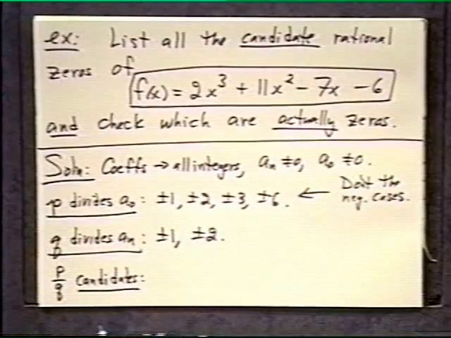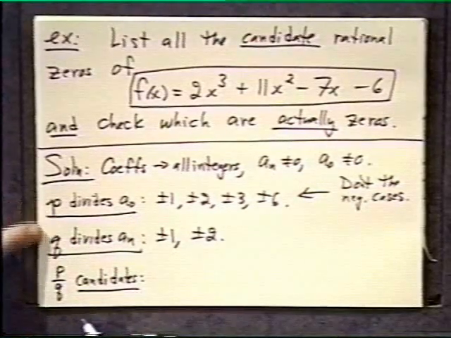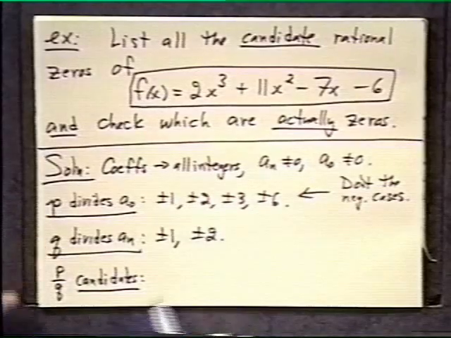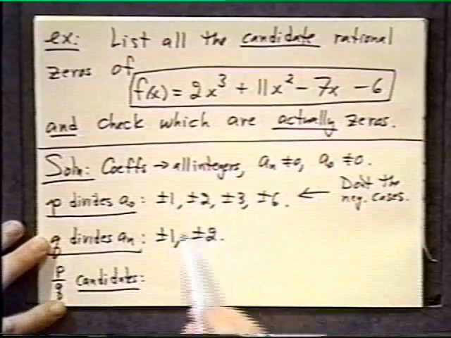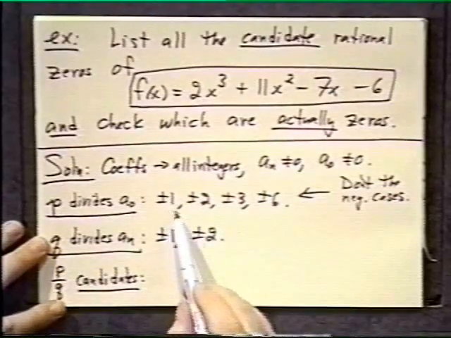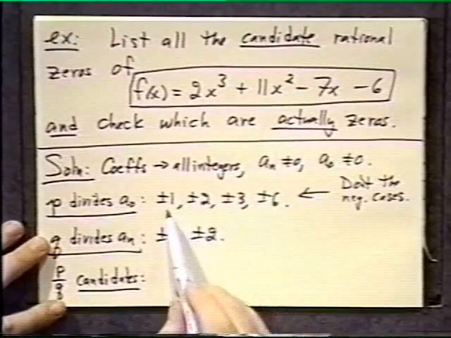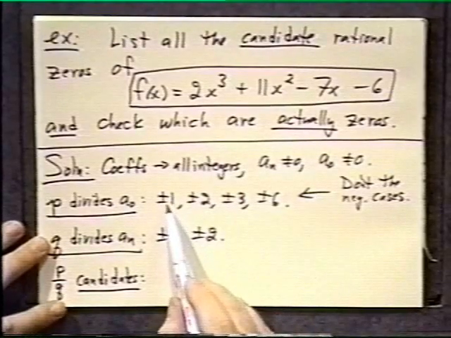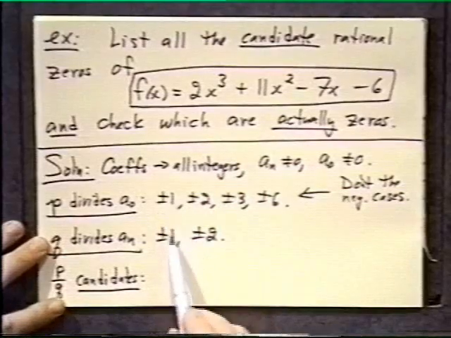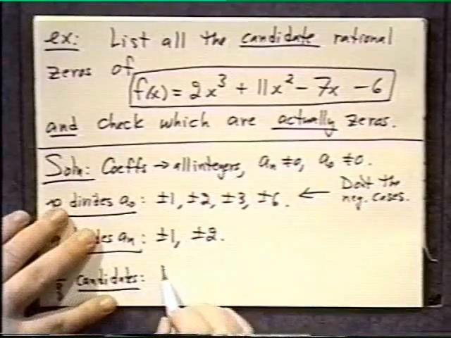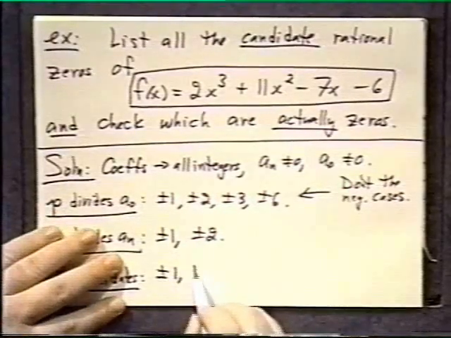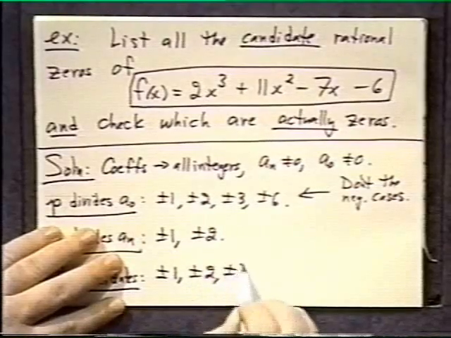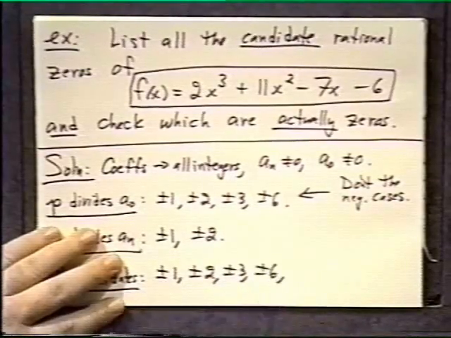So the candidates for p over q are taking these p's over these q's. Well, first of all, any of the p's over plus or minus 1 will preserve these. They'll change the sign, but we have plus or minus, so it'll become minus plus. So these over 1 will give these back. So we'll just repeat all the integers there: plus or minus 1, plus or minus 2, plus or minus 3, plus or minus 6.